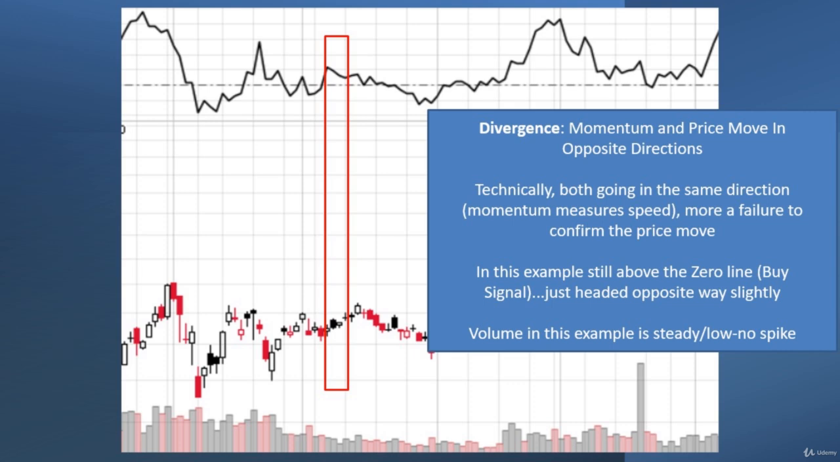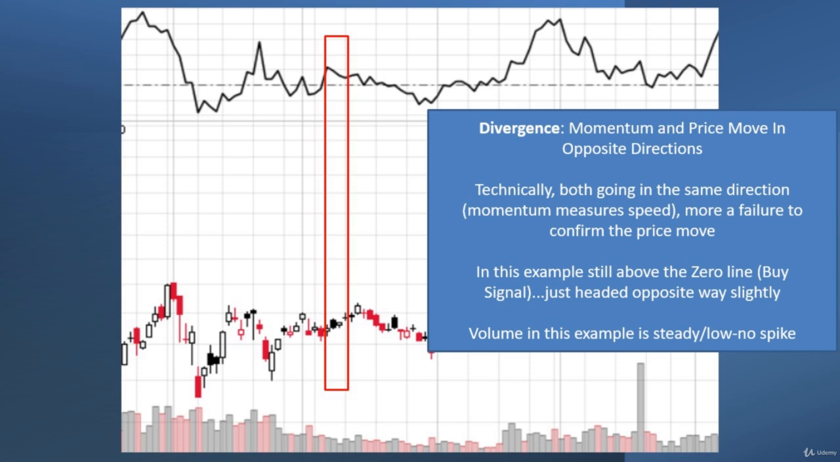So in this example, it's above the zero line, which is a buy signal, but it's just headed the opposite way slightly. If you look below at the chart, you can see where we've got our candles. Just slightly different. It might be going sideways in the price chart, and you can see the momentum indicator going along with it a little bit. It's not a huge example, but it gives you an idea of what a divergence might look like. And you can also see that the volume in this example is really steady or low.